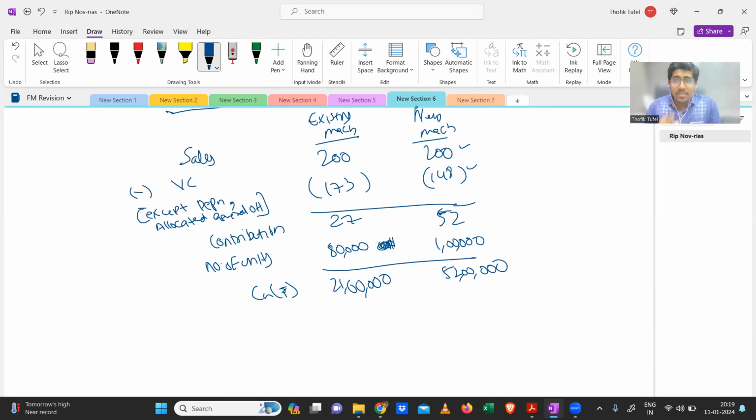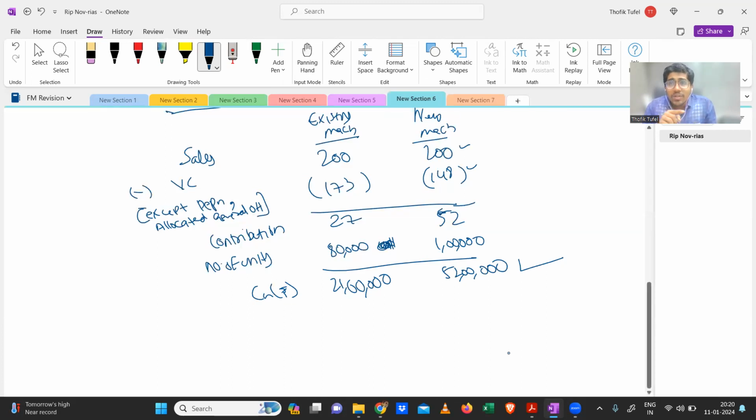I already said this is a capital budgeting problem. In capital budgeting, we have to take relevant cash flows, incremental cash flows. If I am purchasing a new machinery, I will get an inflow of 52 lakh rupees for 1 lakh units. But because I'm purchasing the new machinery, the existing machinery contribution of 21 lakh 60,000 rupees that I was getting, I will not get now, because it is a mutually exclusive decision.